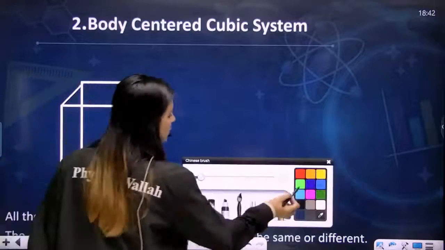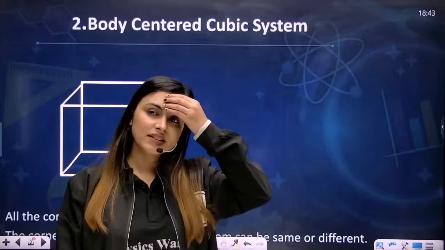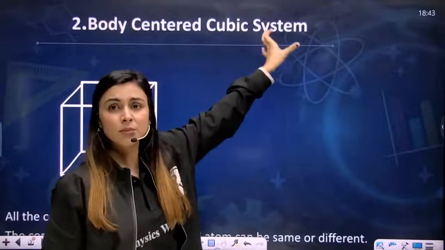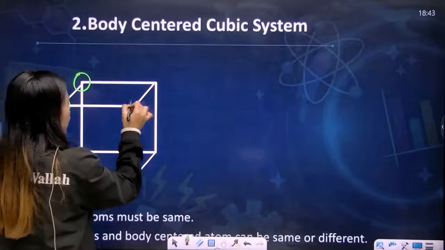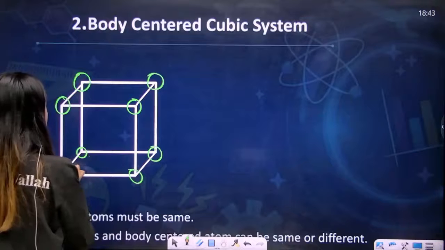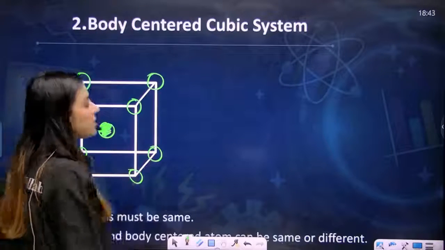Now, my dear students, in a body-centered cubic system, I know what the arrangement is here. Body-centered is the arrangement and this is the crystal system, right? Yes, body-centered means you have atoms present at the corners and also you have atoms present at the center of your body. So this is the body center where an atom is also present.